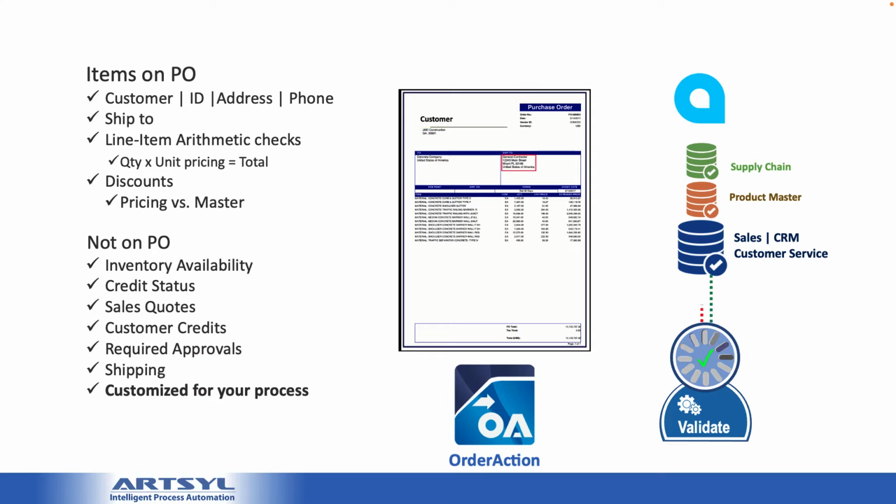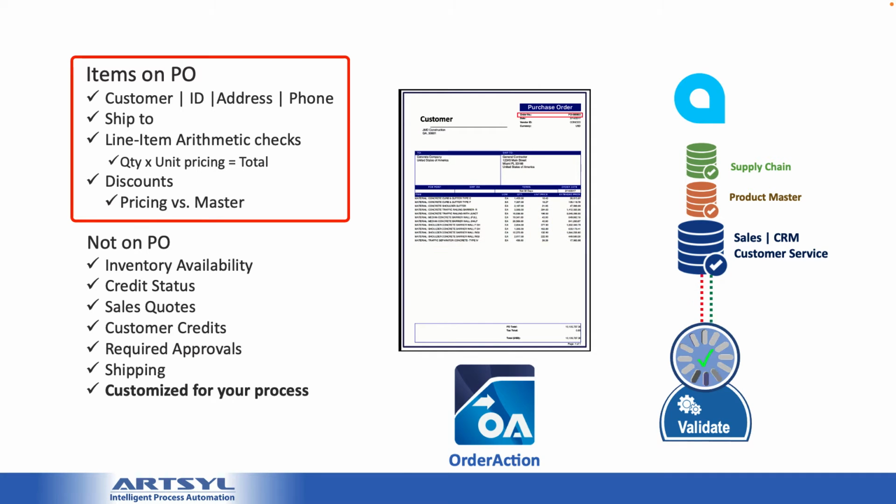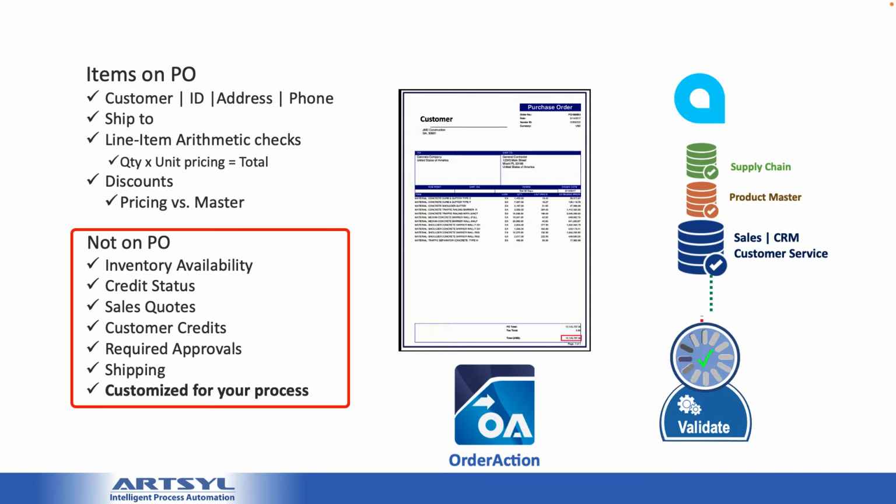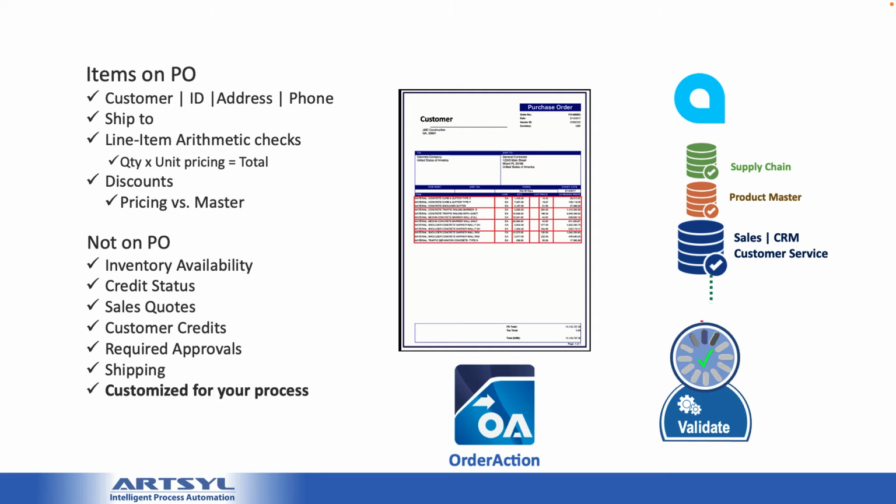OrderAction validates the data that is on the order by performing line item arithmetic checks and matching extracted data with databases to ensure all data is accurate, is the most current, and complies to all business process rules. But also, OrderAction can provide other information not on the order, which could be helpful in the approval process, exception resolution, or as supporting data within Acumatica. This validation step is critical to avoid things such as late or double order fulfillments.